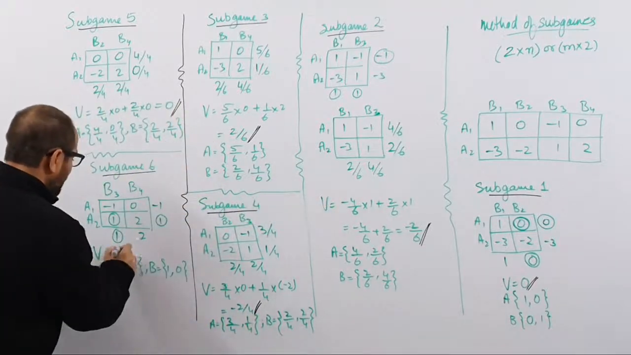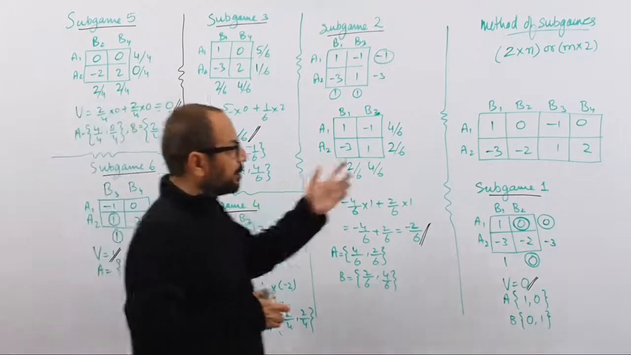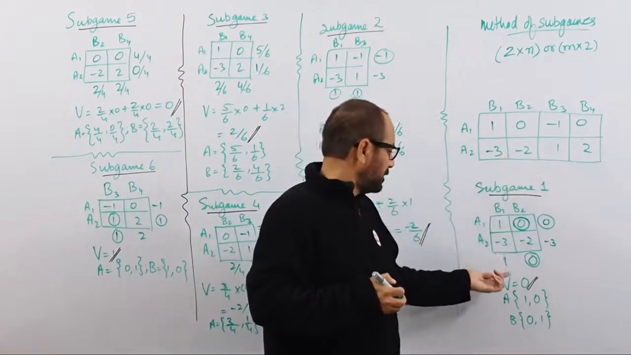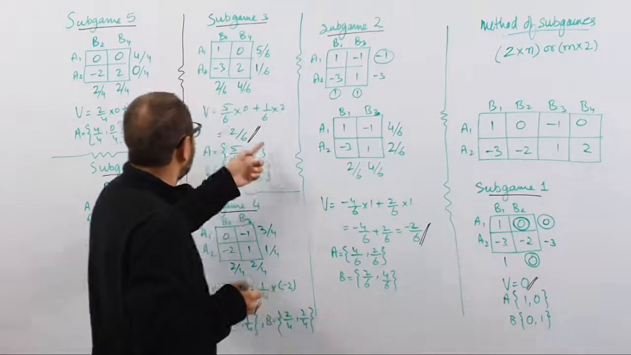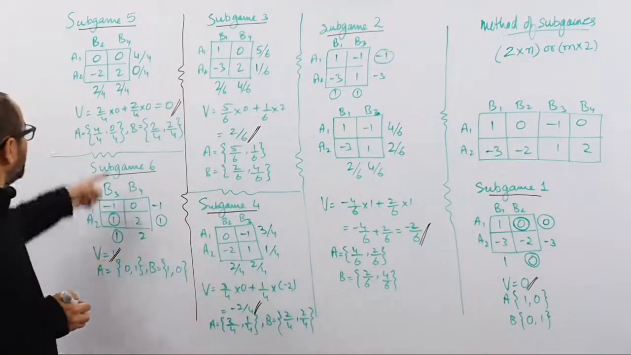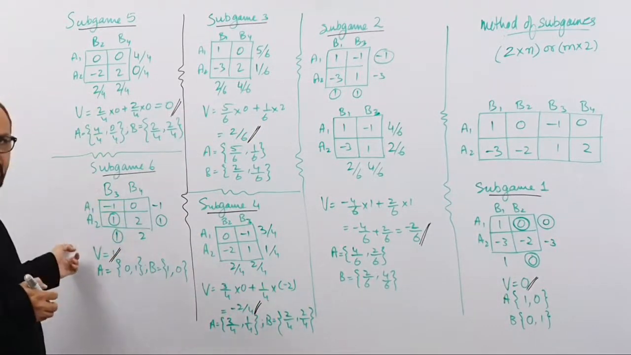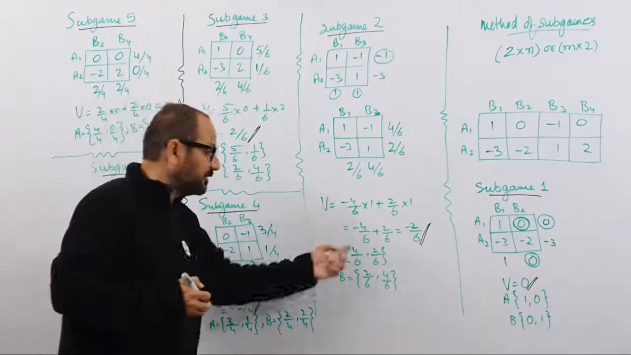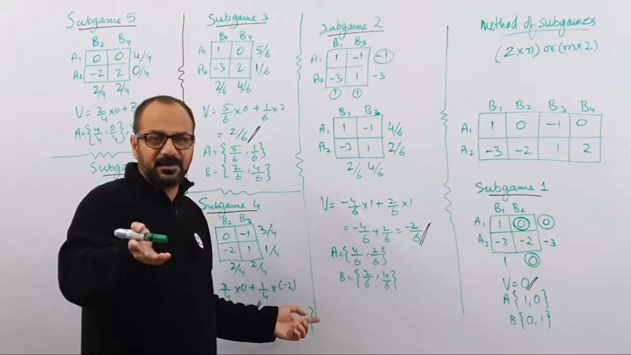Now you have all the values. We are talking of choices for B. So which choice is best for B? You have a 0, positive, 0, positive. So zeros and positives as compared to negative returns are better for B.